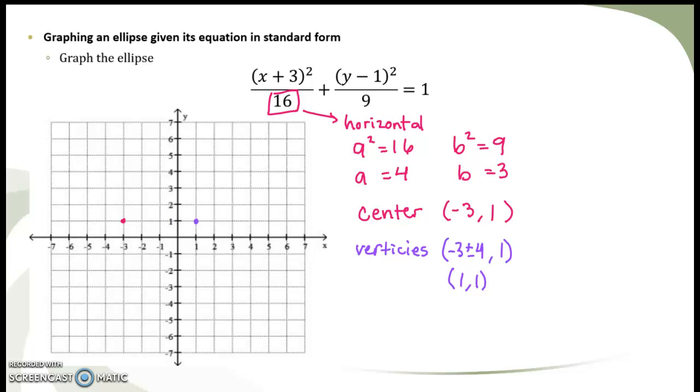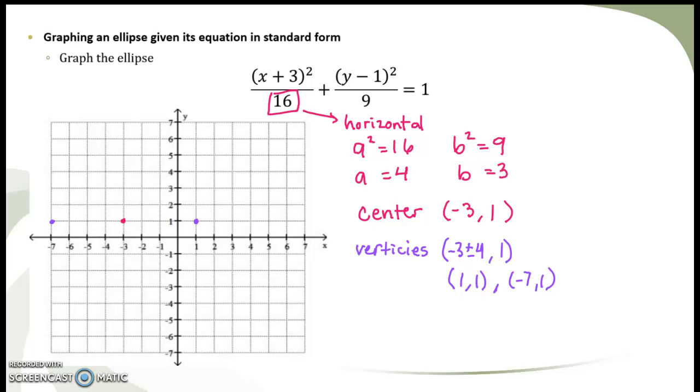Or I could say, from my center, I need to count 4 to the right. 1, 2, 3, 4, and it puts me there. And I need to count 4 to the left. 1, 2, 3, 4, and it puts me here. So my other vertex will be at (negative 7, 1), which I also get from taking negative 3 minus 4.